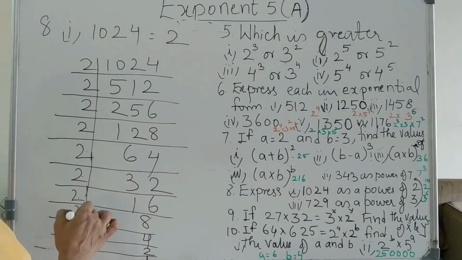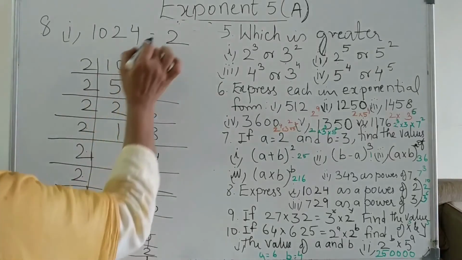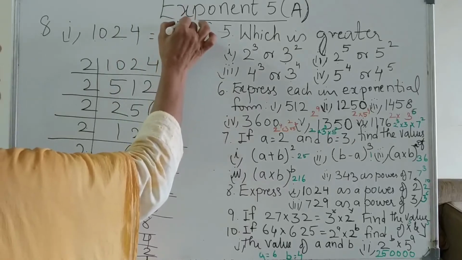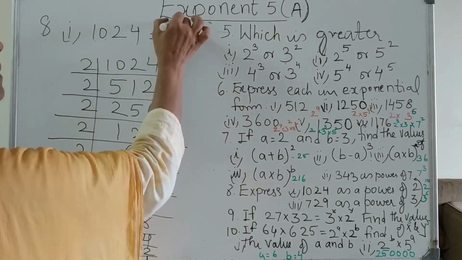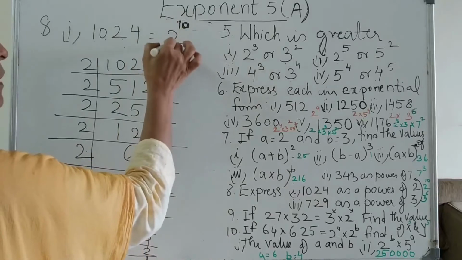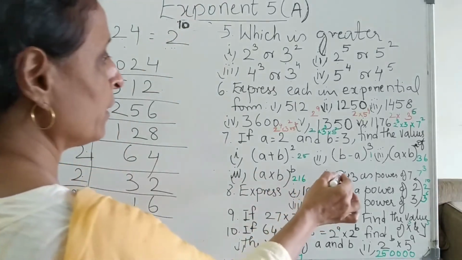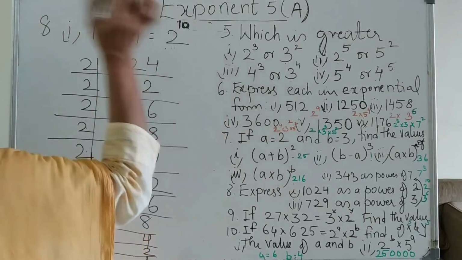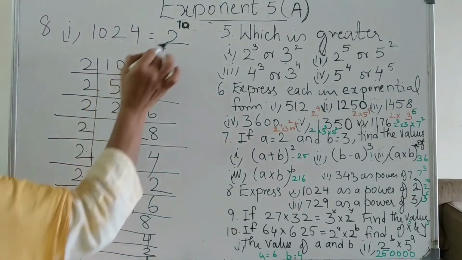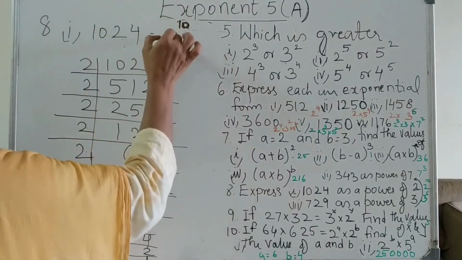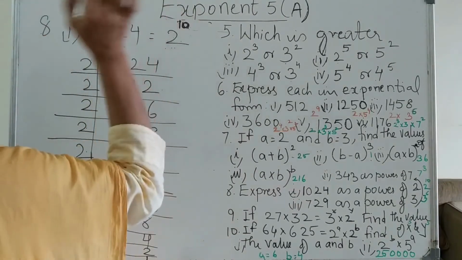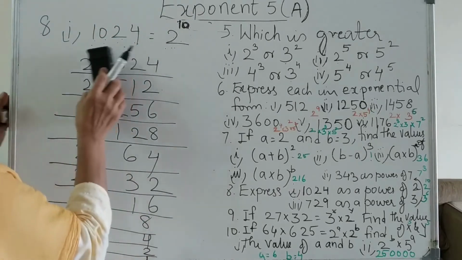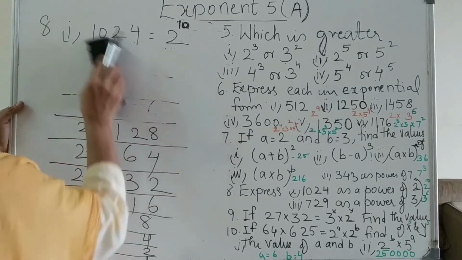10. So 1024 is 2 raised to 10. The exponent here is 10. The base is given as 2, so it has to be a power of 2. You just have to find the exponent. It is by factorization that you can find. It is 2 raised to 10 times is the answer 1024. So now this is the first sum.